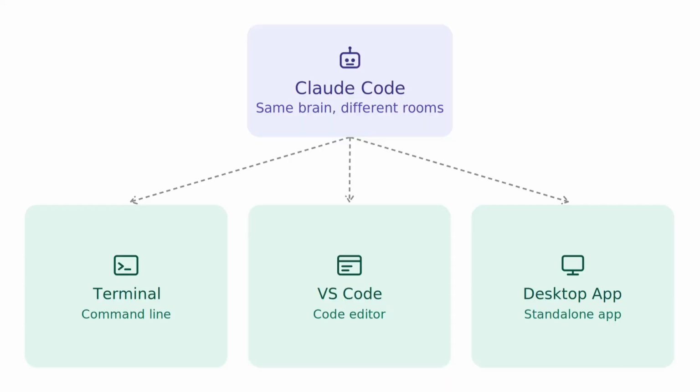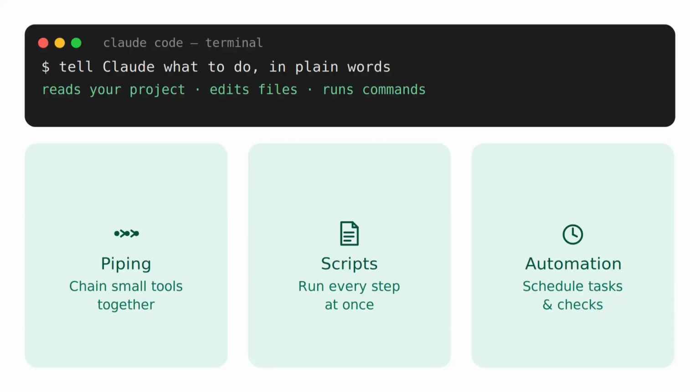Alright, so how I want you to think of Claude Code is as one helper robot that can live in 3 different rooms. It's basically the same robot with the same brain, just different rooms with different tools available. The first room is the terminal, and that's basically on your computer. It's a black screen where you type, you tell Claude what to do in words, and it reads your whole project, edits files, and runs commands all through text.